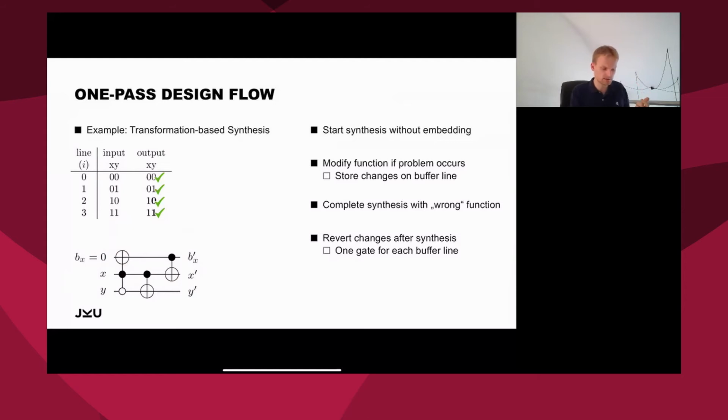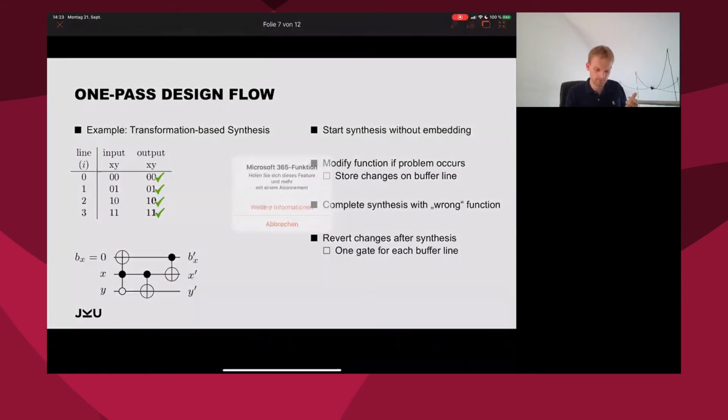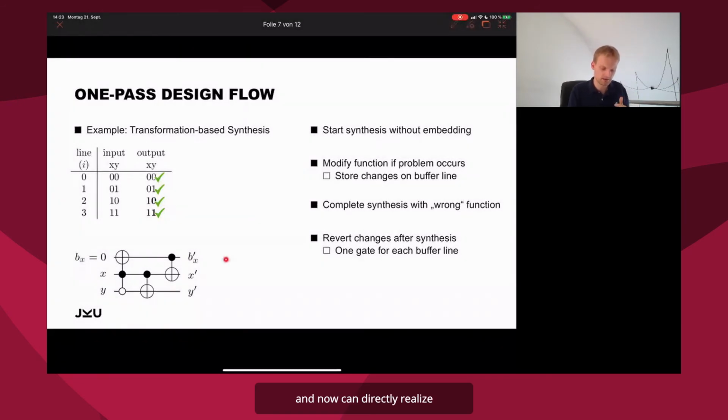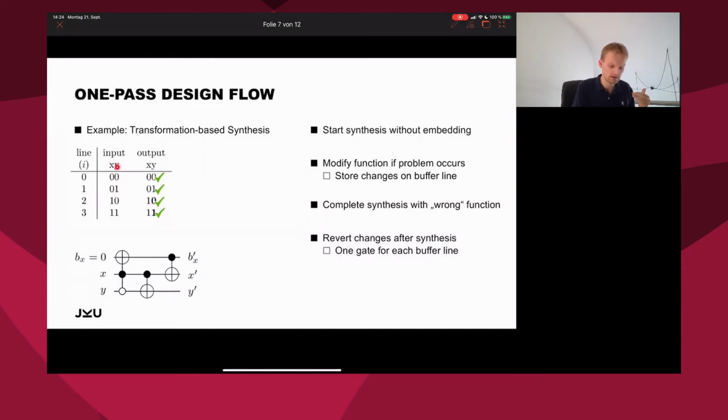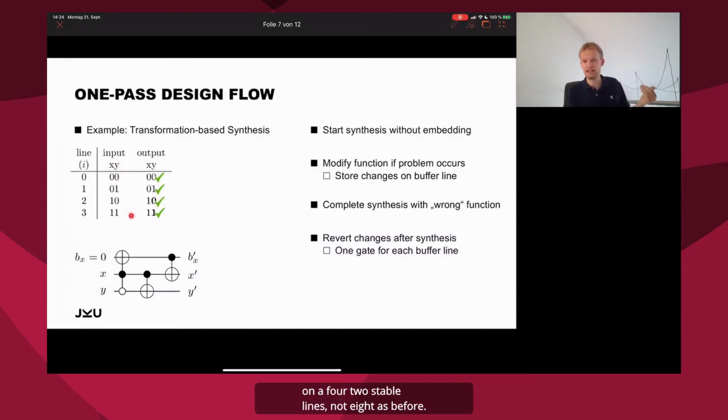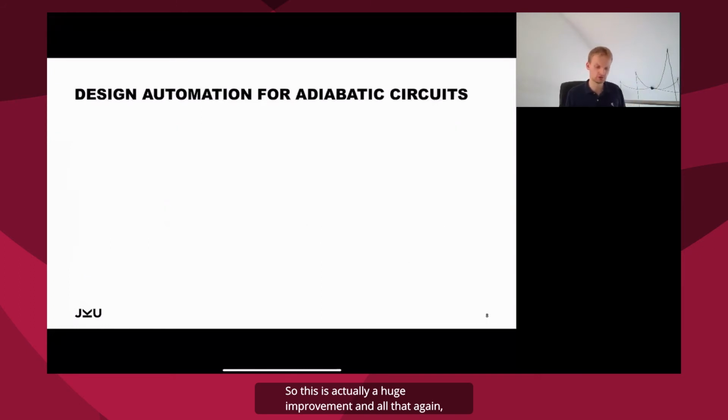Because I now can directly realize or conduct my synthesis approach directly on my originally given function, which is a 2-input, 2-output function, and not, as stated before, with an explicit embedding step where I suddenly generate a 3-input, 3-output function, so a significantly larger function which I have to traverse. Then I have to traverse only 4 truth table lines, not 8 as before. And I can do that without opting for one of the 192 possibilities I had before. So this is actually a huge improvement.